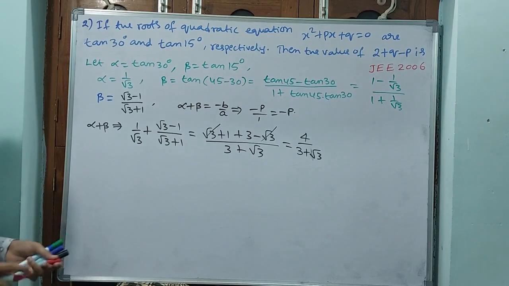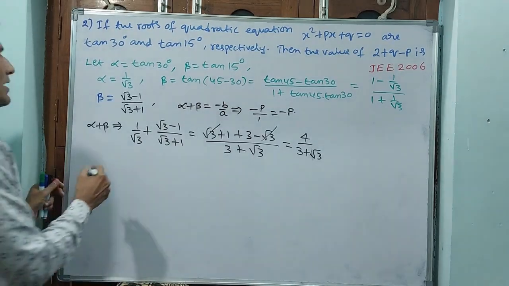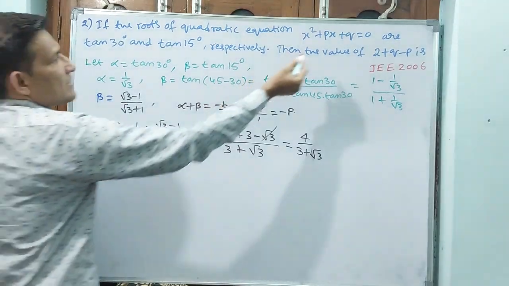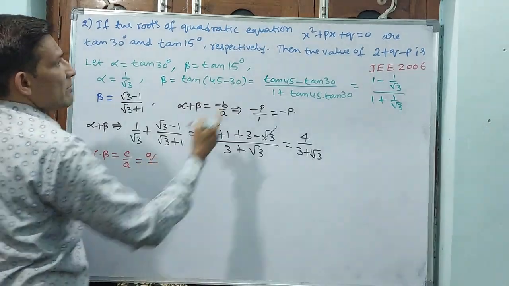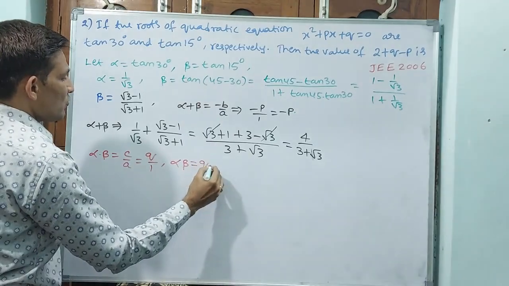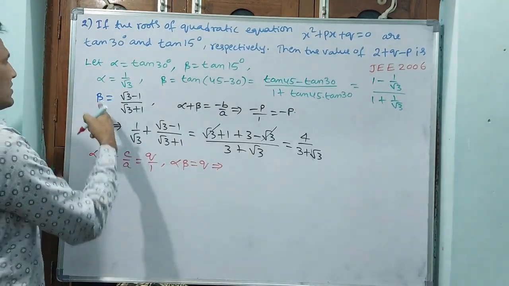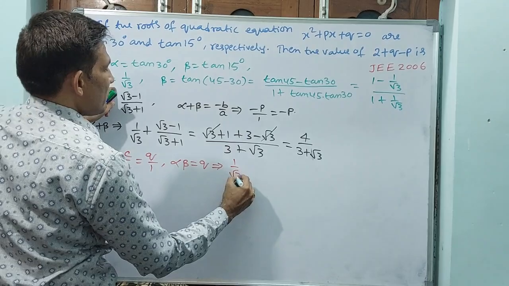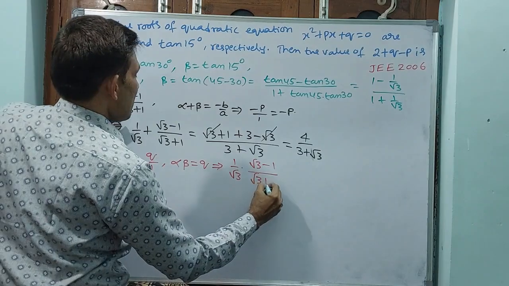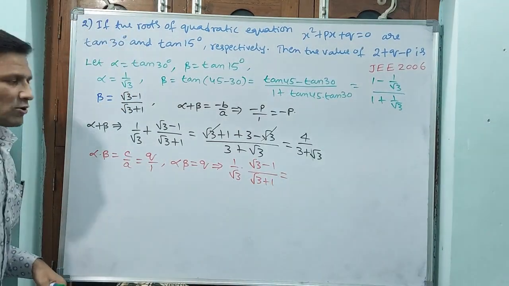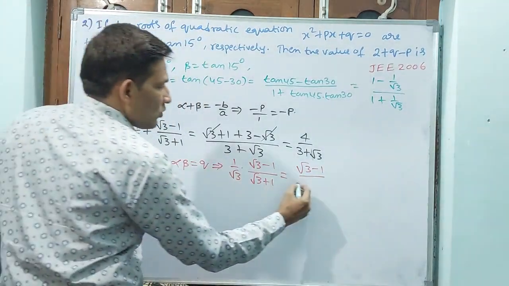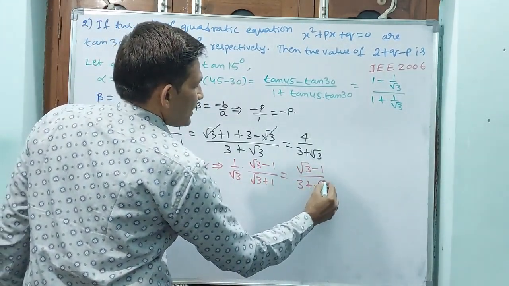Now go for alpha into beta also. Okay, let us do it. Alpha into beta is equal to c by a. But here c is what? q divided by a is how much? 1. That means alpha into beta is equal to q. Alpha into beta means this you multiply. Alpha is 1 by root 3 into beta is root 3 minus 1 by root 3 plus 1. Okay, directly multiply. Numerator is root 3 minus 1 only, but denominator is root 3 into root 3, 3, plus root 3 into 1, root 3, 3 plus root 3.